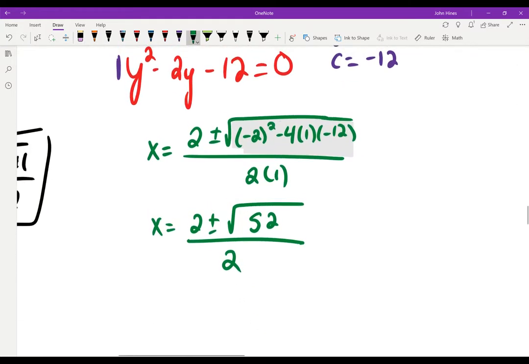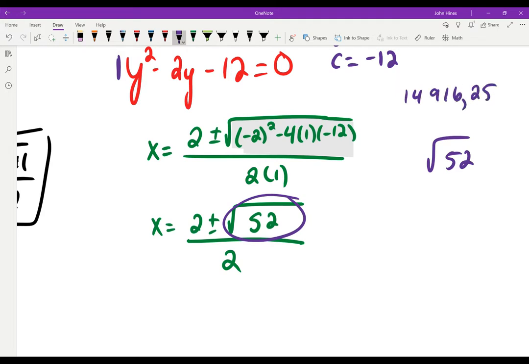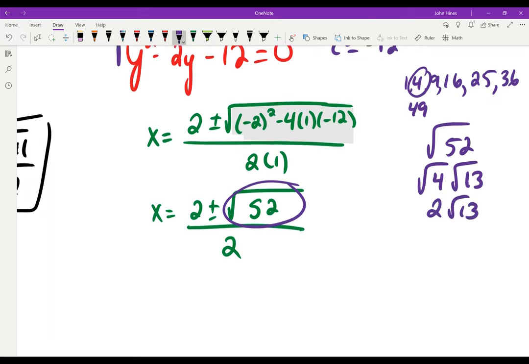So now we're basically done, but I have to check the square root here. Can I tear apart the square root of 52? What perfect squares, 1, 4, 9, 16, 25, 36, 49, do any of these perfect squares divide into 52? 4 does. Radical 4 and radical 13. So it's really 2 radical 13.